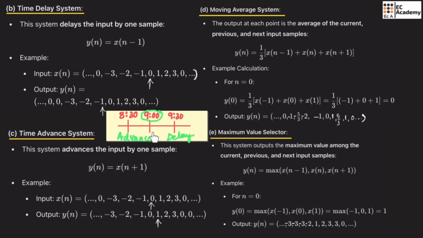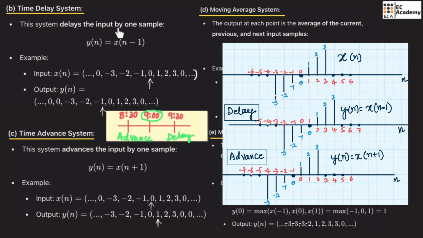So this you need to remember so that you can understand the time delay and time advance. So first let us understand the time delay system. This system delays the input by one sample. So this is represented by the equation y of n is equal to x of n minus 1. In this example, it will delay the input sequence by one sample.